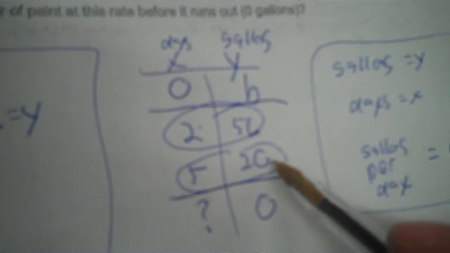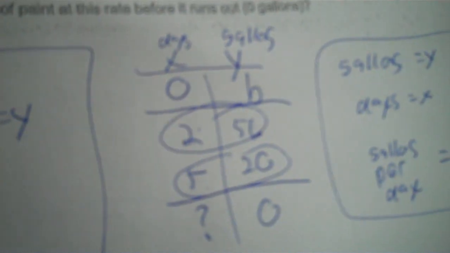So here's my XY point. Start with the higher X. Put 20 over 5. You got to put this coordinate on top, then 56 over 2. So that's negative 36 over 3, and that ends up being negative 12. So your M is negative 12. So you went down 12 gallons a day. That's what that is. So in the third day, you'd be down to 44 gallons, and so forth.